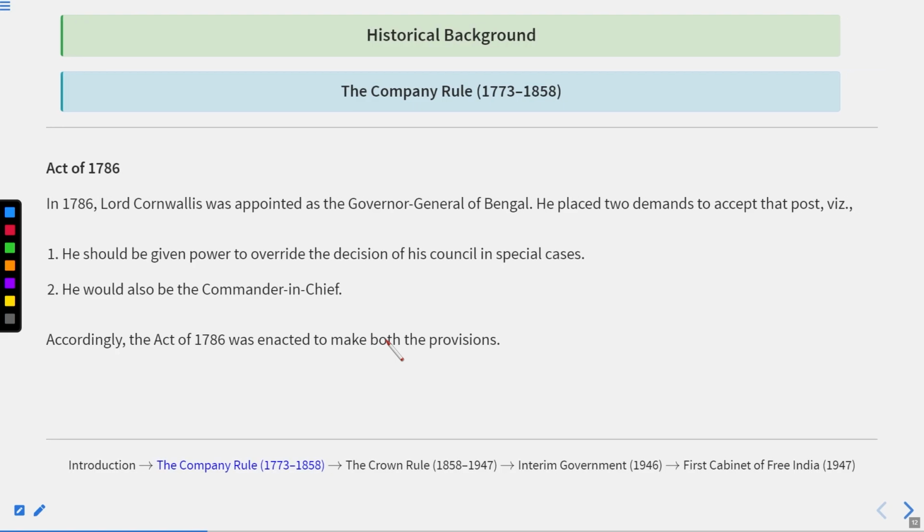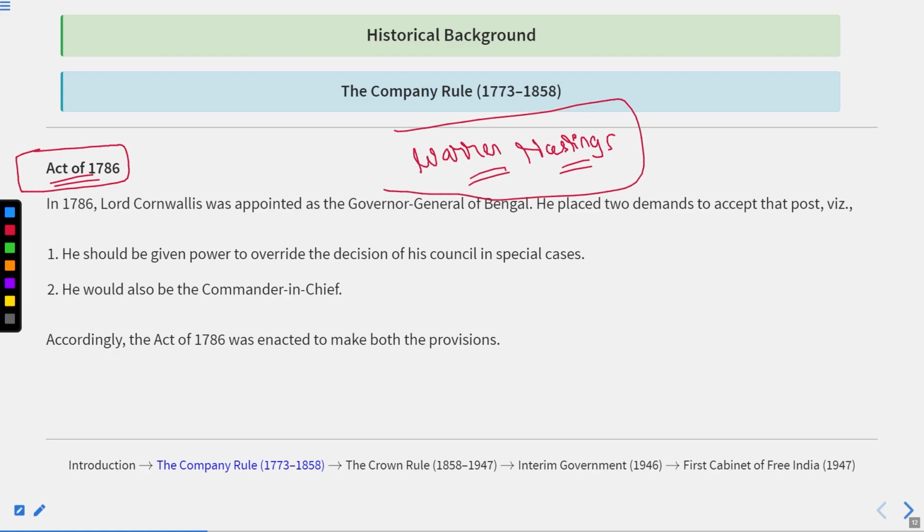After this, after the Pitt's Act, the next act was the Act of 1786. So what happened during this time? Lord Cornwallis was appointed as a Governor General of Bengal. Okay, the first Governor General was Lord Warren Hastings. Right? He was the first Governor General who was appointed under the Regulating Act of 1784. Sorry, 1773.